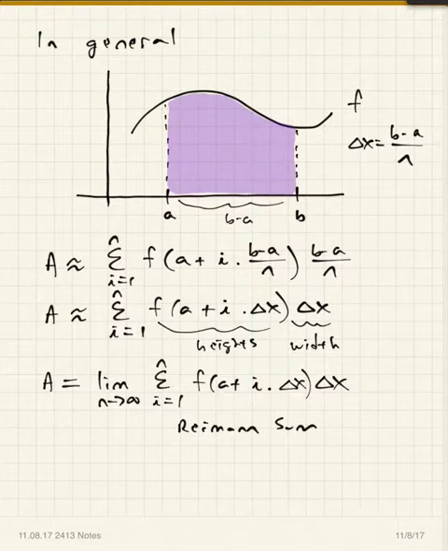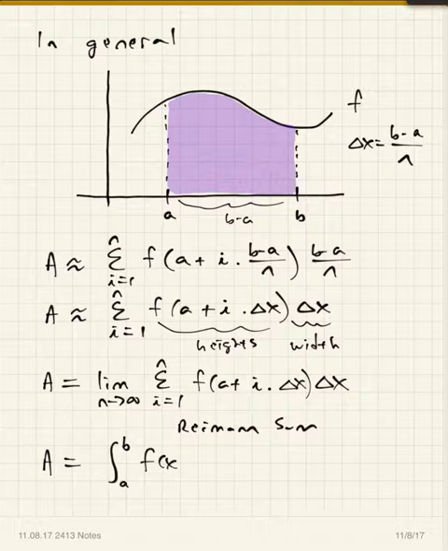And what we're doing is taking the limit of a Riemann sum right here. When we take the limit of a Riemann sum, we are getting the exact area underneath this curve. And some notation, this limit of this Riemann sum is called the definite integral. And the definite integral is written using this notation right here.